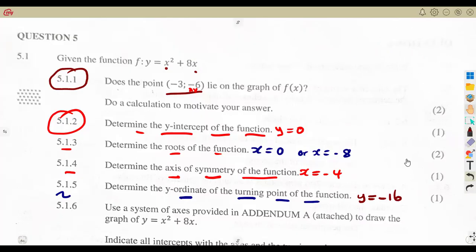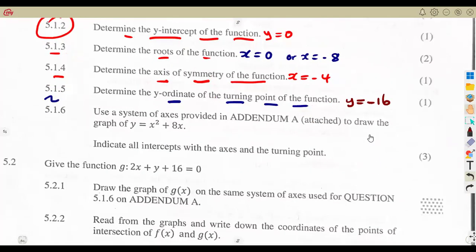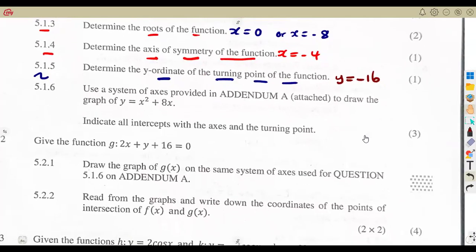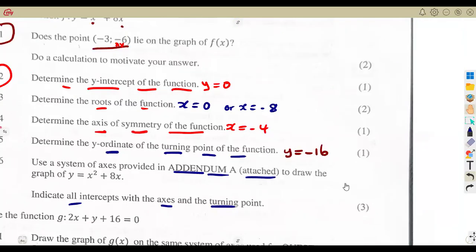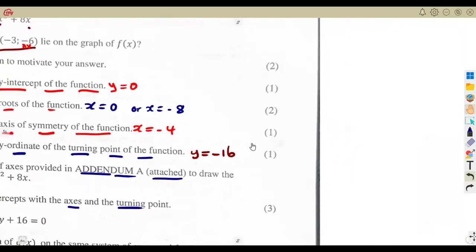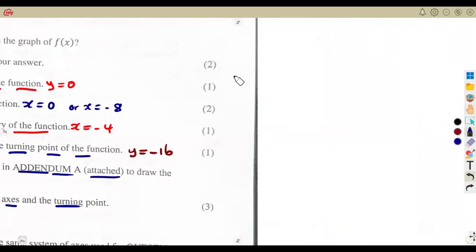Then from there, you are being asked to use the system of axes provided. There was an addendum attached. But I do not have to draw this graph, guys. Indicate all intercepts with axes and turning points. I'm just going to show a sketch of how it is going to be for 5.16. Let me just try to have it here.